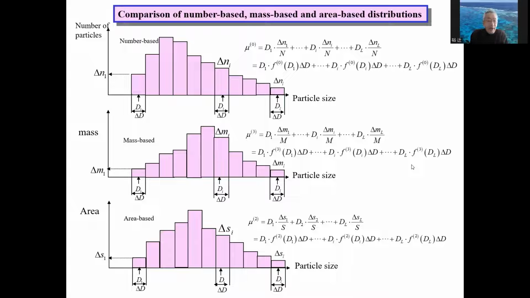The area-based mean is displayed at the bottom. The area-based mean plays an important role when dealing with phenomena such as absorption. You can derive the area-based formulation by replacing mass with surface area. So the explanation of the area-based distribution is also omitted here.